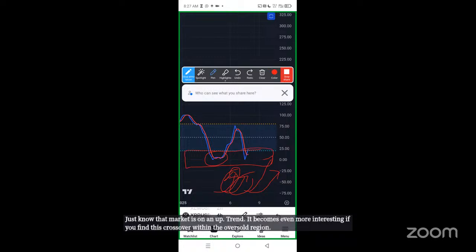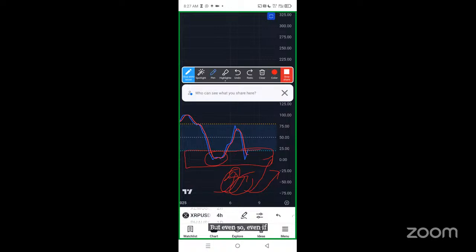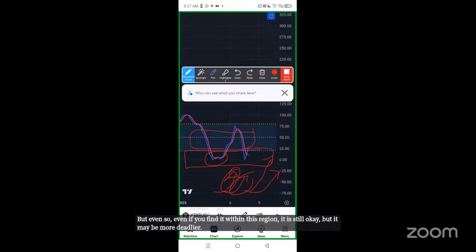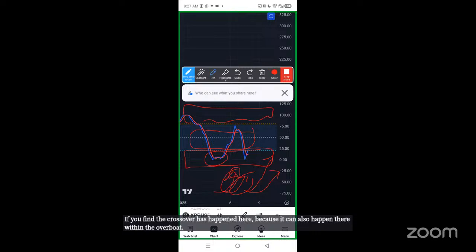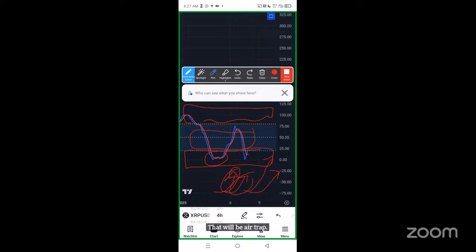But even so, even if you find it within this region, it is still okay. But it may be more deadly if you find the crossover has happened here, because it can also happen there within the overbought. That will be a trap. That will be a very big trap.